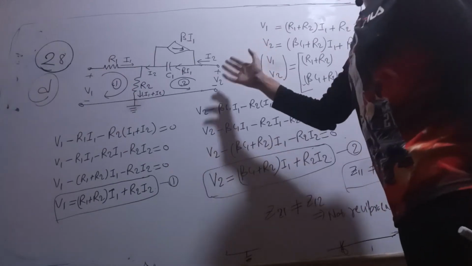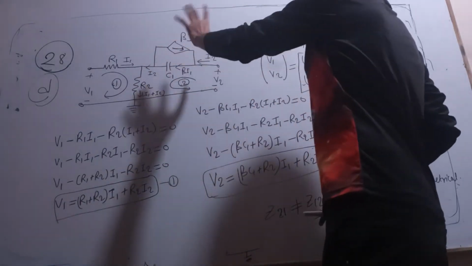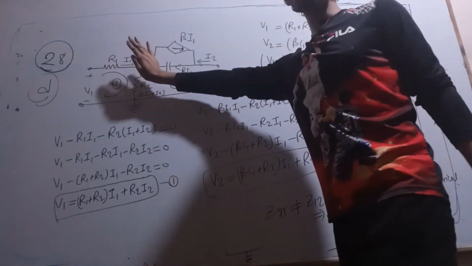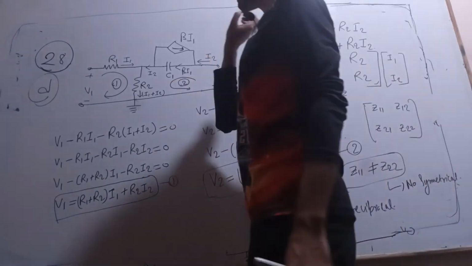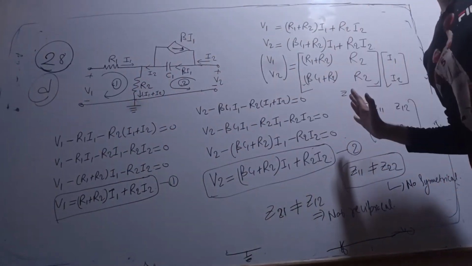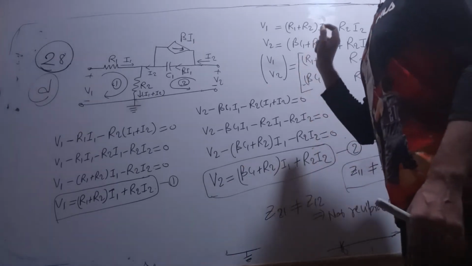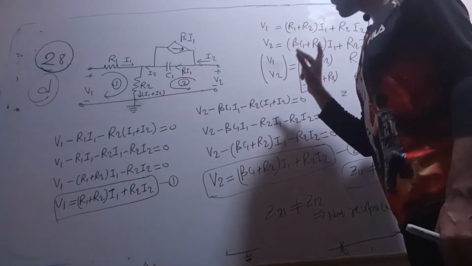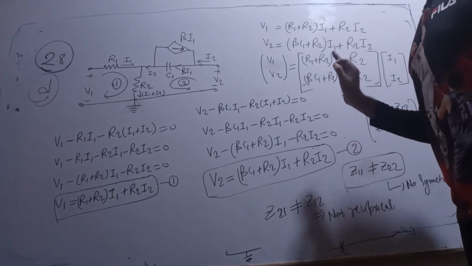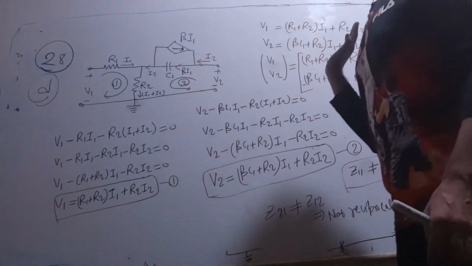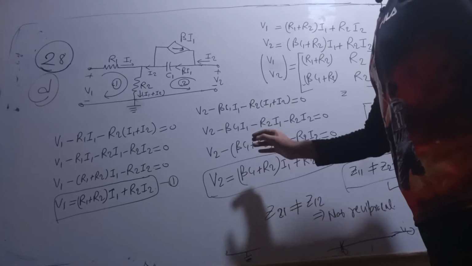Nothing is there, just simply apply the KVL in loop 1 and in loop 2. For reciprocity, you can say from here only: if any two-port network contains a dependent source, either a voltage dependent source or a current dependent source, in that case we can blindly say that the network is non-reciprocal. There is no need to check for the reciprocity condition, you can say it directly.